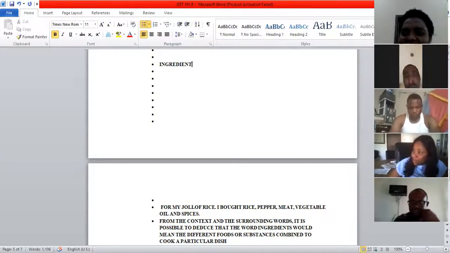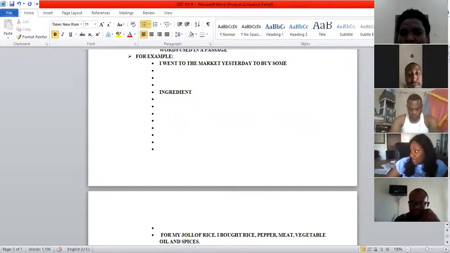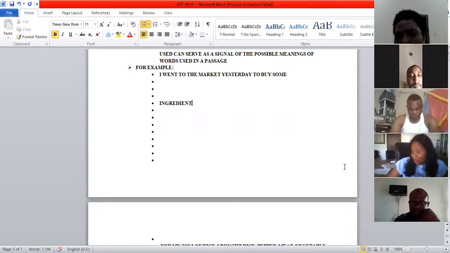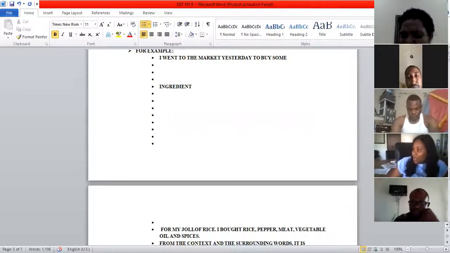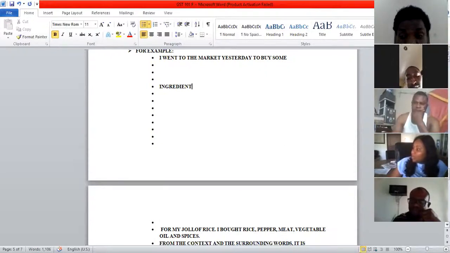Somebody is trying, so do it. Tell me, what's your idea? Based on I went to the market to buy some food or some things for my jollof rice. I bought this, I bought that. What do you think the idea would be now for ingredients? What do you think? Ingredients would mean things related to cooking, right? Things that I need to put together to cook a dish, right?